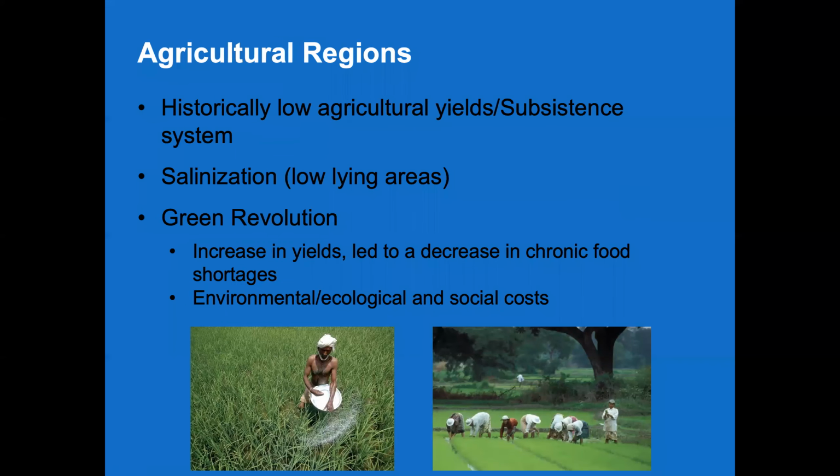Agricultural regions, it's historically low yields. In low areas, salt water can infiltrate and lead to unfortunate issues of salinization and the ruining of water resources. For the most part, it is a low yield agricultural system, primarily focused on subsistence agriculture.